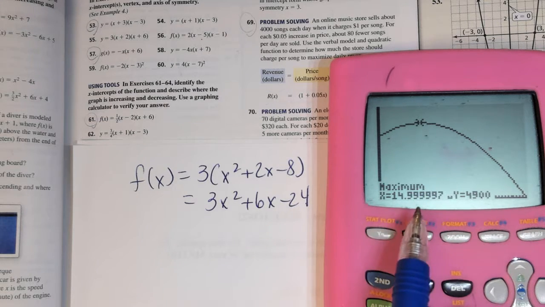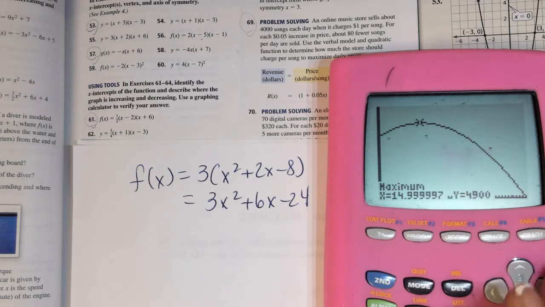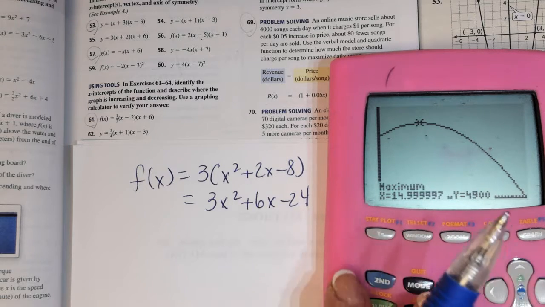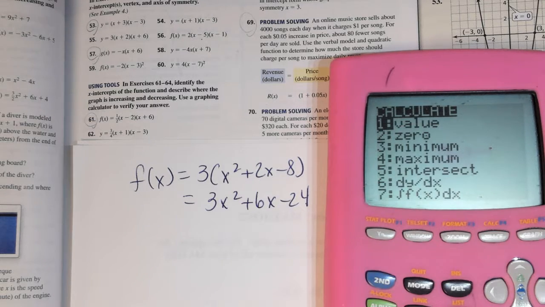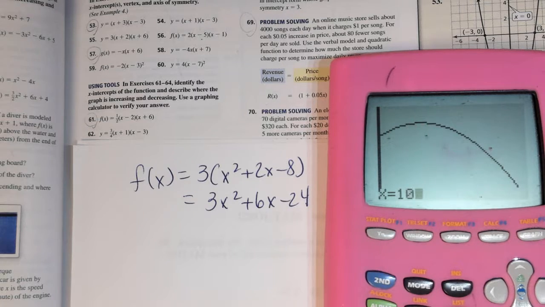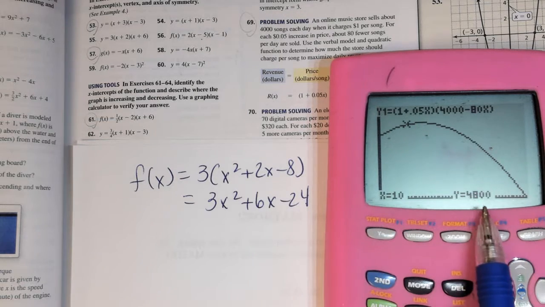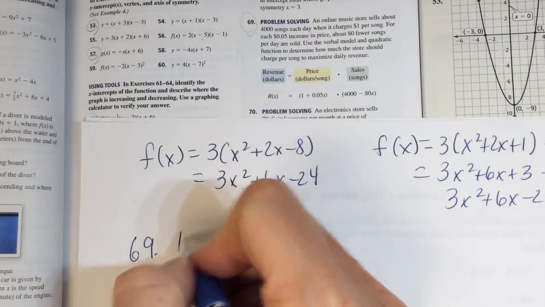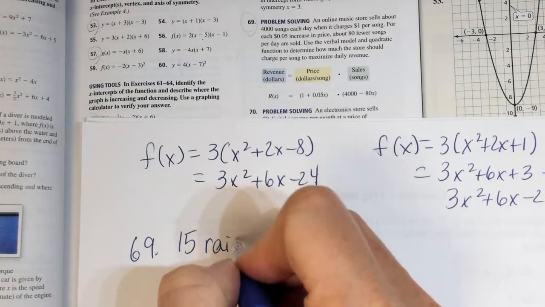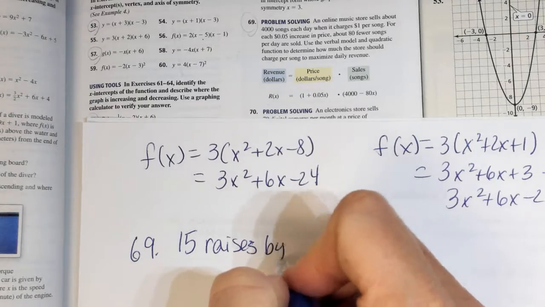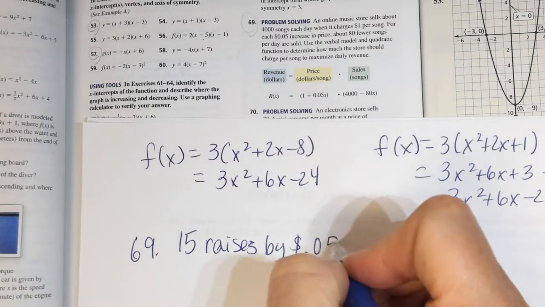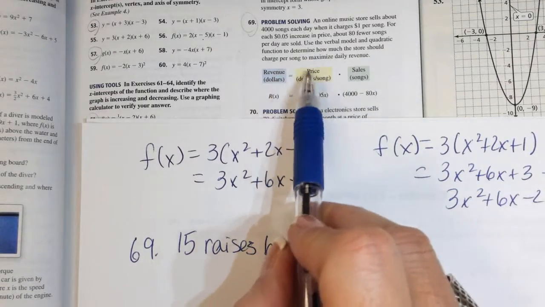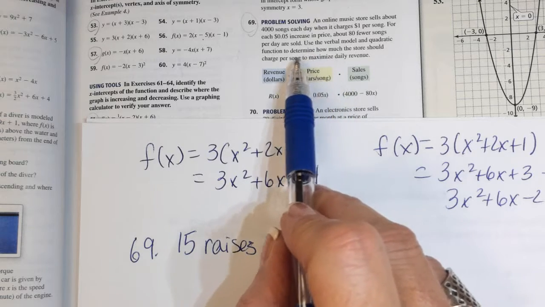So if I do this 15 times, there's going to be my revenue, 4,900. If I did it 10 times, here would be my revenue, 4,800. So see how that maximized it. So again, that was 15. So on number 69, we're going to say 15 raises by 5 cents. Okay, now let's see what the question asks us to answer.